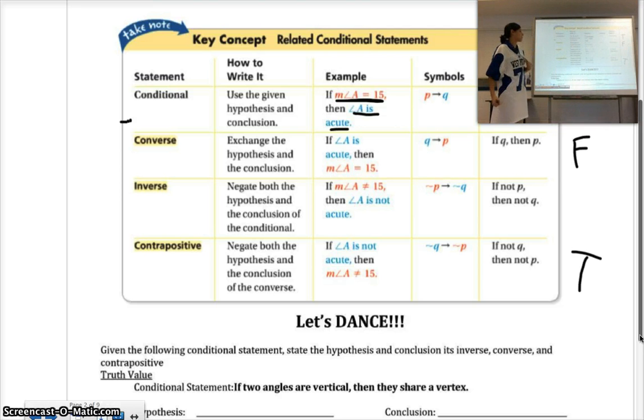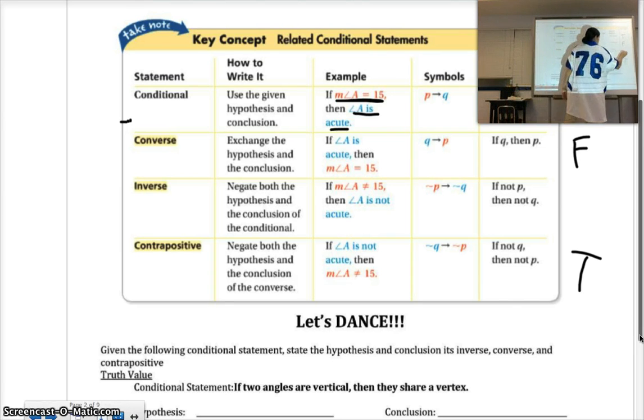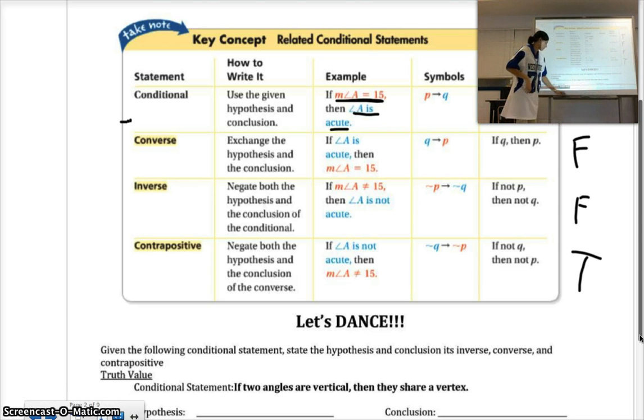And then if the measure of angle A is not 15, then angle A is not acute. True or false? Exactly, like you said, it's false. If the measure of angle A is not 15, then angle A is not acute. So that one is also false. The thing to remember here is if the conditional statement is true, the contrapositive is also always true. Okay? All right. Go to lunch.